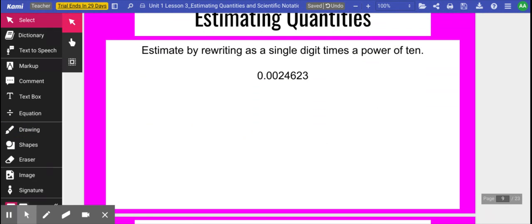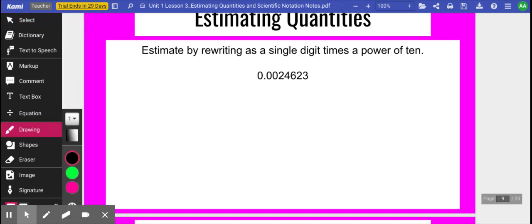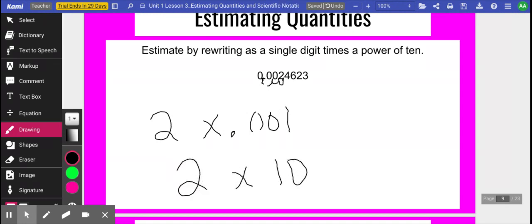Let's look at another one. This time we're dealing with decimal numbers, which means I must have some sort of negative exponent. So we have to rewrite as a single digit times a power of 10. My decimal point is located here. In order to create a single digit, I need to move my decimal point to the right 1, 2, 3 places. And 2.4623 is close to just saying 2 times 0.001. In scientific notation, I have 2 times 10 to the negative third power because I moved my decimal point 3 places to the right. I am working with a decimal number, therefore I know I will have a negative exponent.